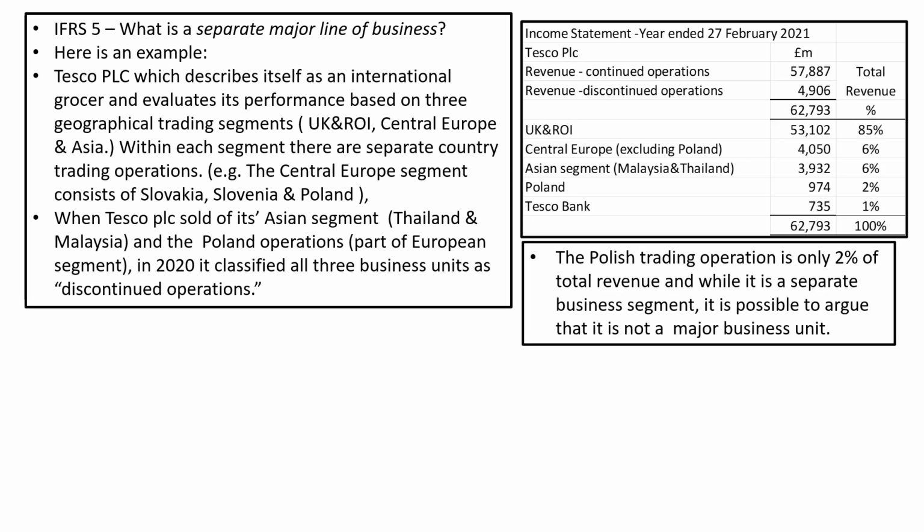If we look at the analysis of Tesco's annual revenue in 2021, which is 62,793,000,000, the Polish trading operation is only 2% of the total revenue, and while it is a separate business segment, it is possible to argue that it is not a major business unit.